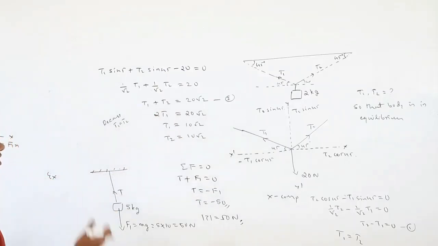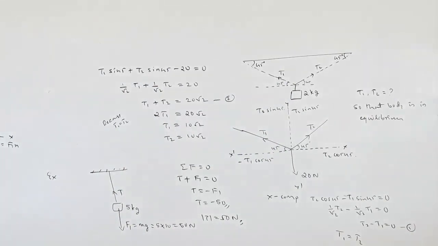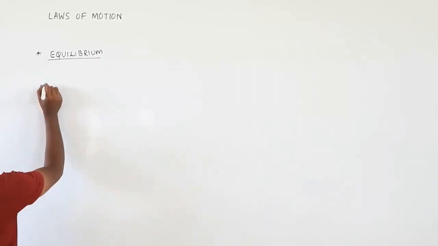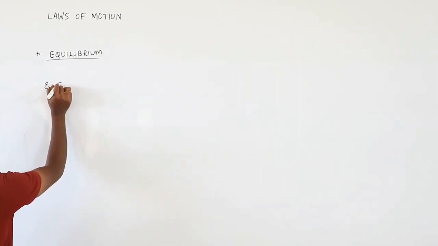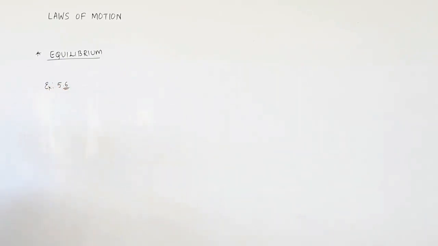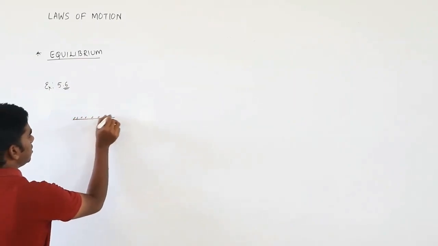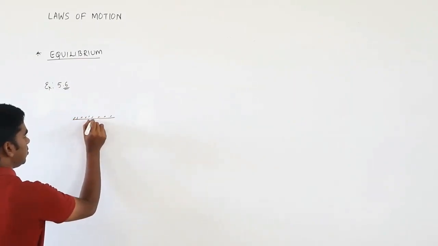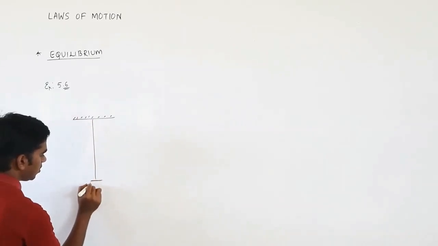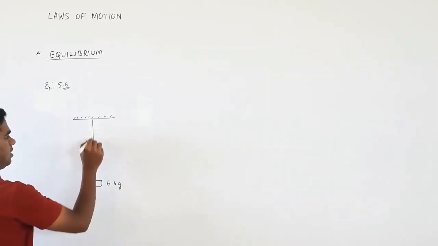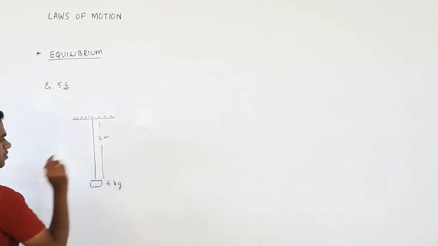Okay. So like that, they may ask you to calculate tensions, or they may ask you to calculate the angle made with the horizontal, whatever. So let me take an example from your NCERT, example number 5.6. What is given is, suppose they hang some mass, a mass of 6 kg, from a string that is 2 meter long.